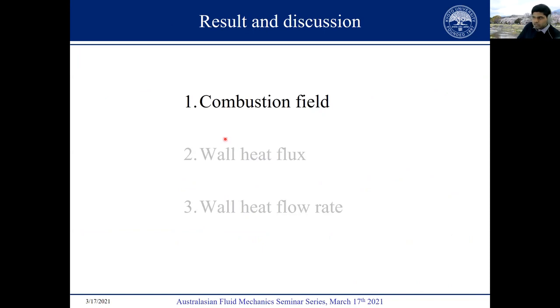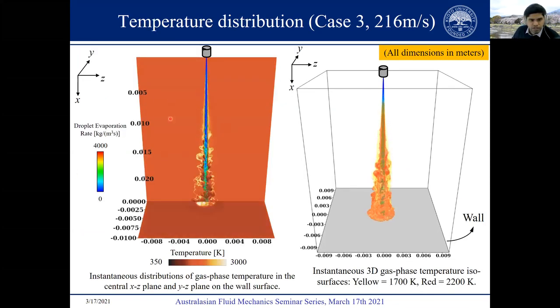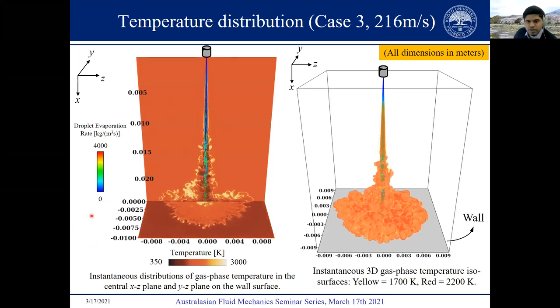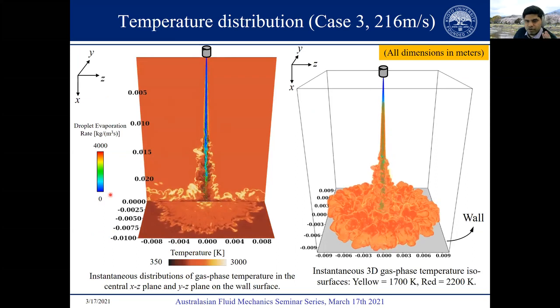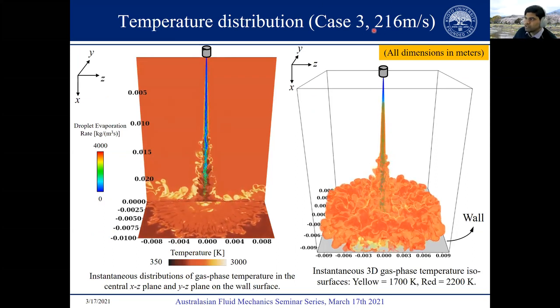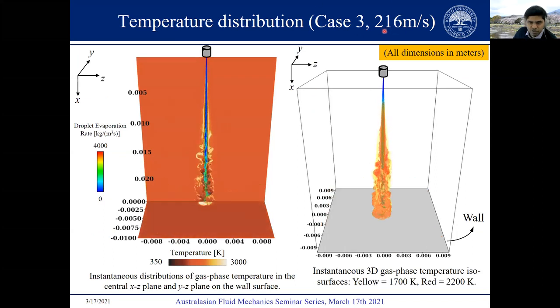Okay, now let's move on to the results and discussion. So first I'll show you some results for the combustion field. Here, these animations are showing you the temperature distribution and the droplet behavior in case 3, where the fuel injection velocity is 216 meters per second.